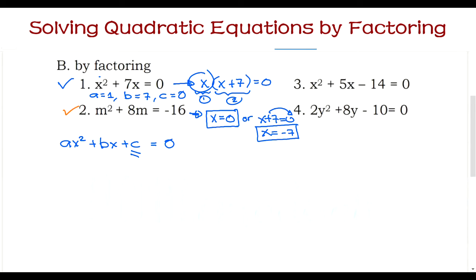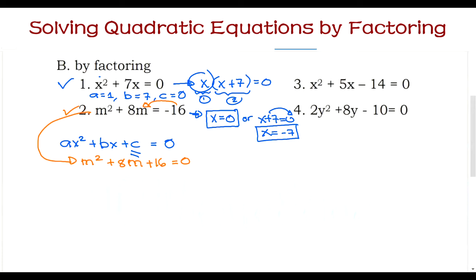Again, before factoring, you have to write the given equation in its standard form. So, let's do that. Dito na natin ilalagay yung solution. So, we have m squared plus 8m. Ililipat ko tong negative 16 dito sa kabilang side. So, it becomes positive 16 equal to 0.